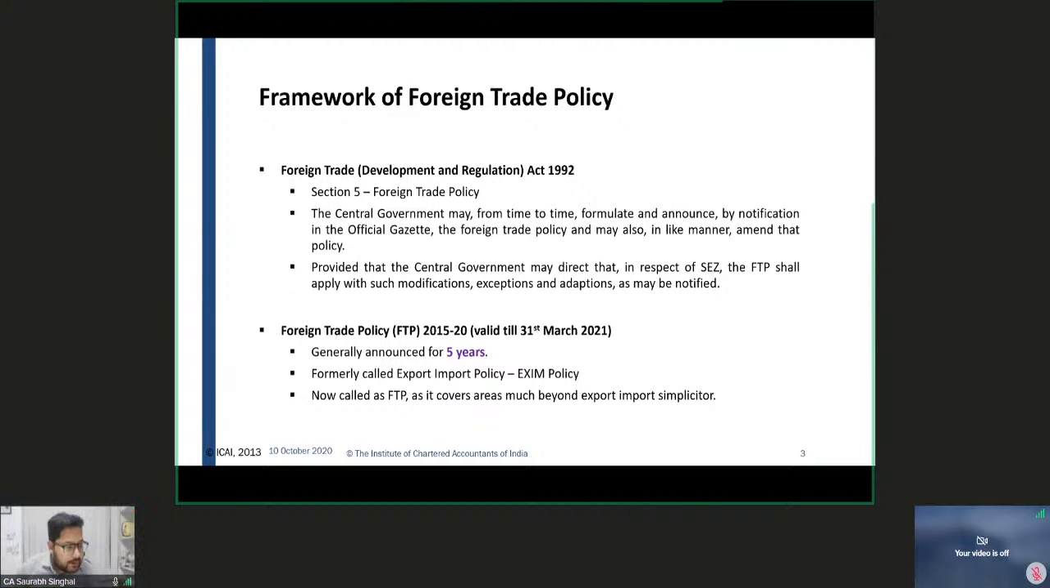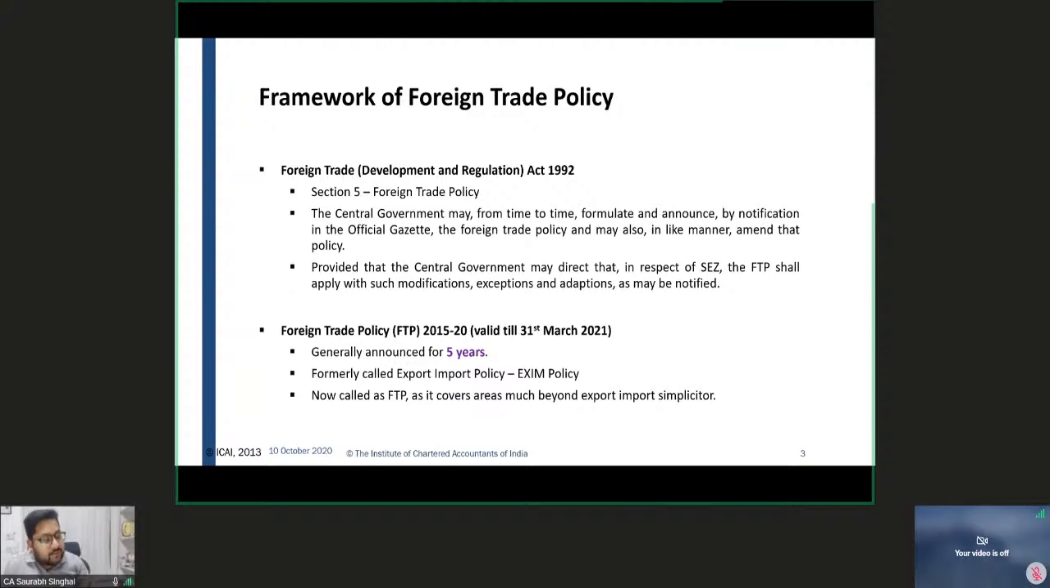Now, usually foreign trade policy under the FTDR Act, Section 5, is issued for 5 years. So it's a policy document containing various provisions valid for 5 years. Formerly, this was called the EXIM policy because it was a very narrow policy dealing only with items of export and import. But now it has a wide gamut. That is why the name has changed to foreign trade policy.